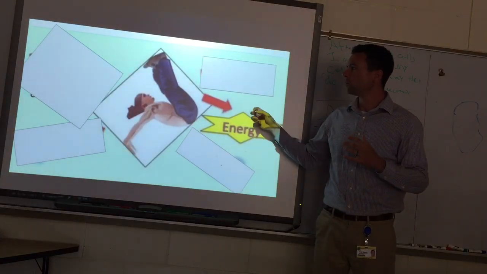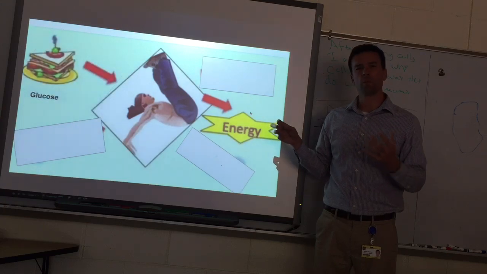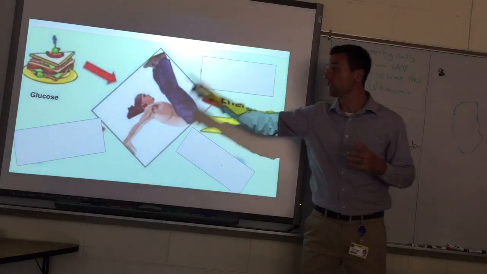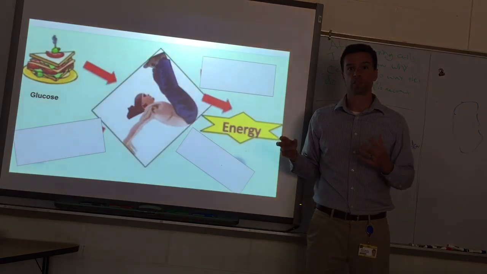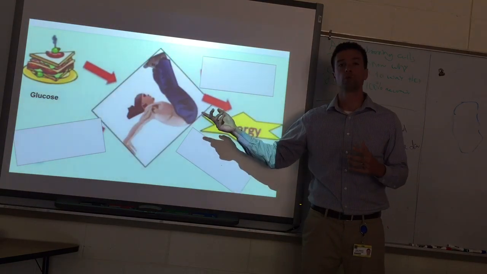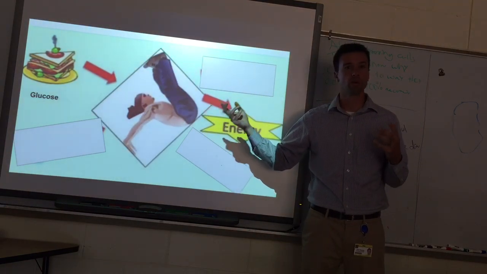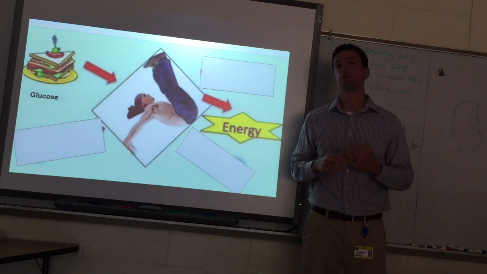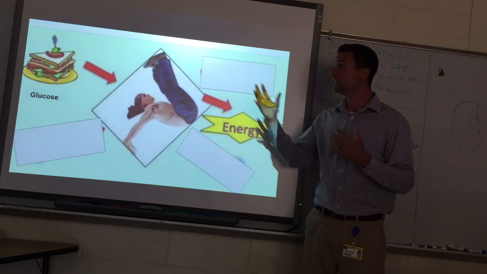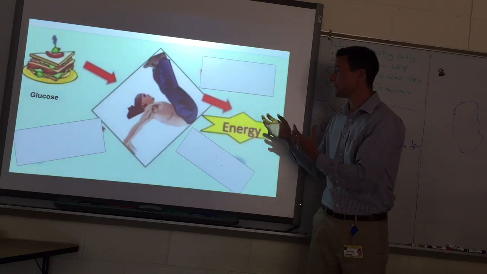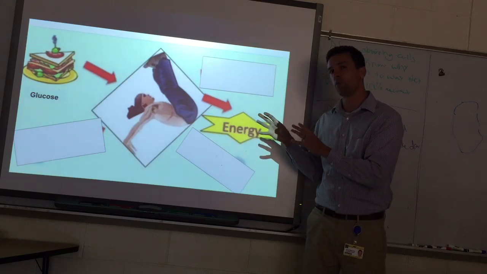But I want to talk about, well, what goes in? What makes that energy? There are two things that make energy for us. The first is glucose, which we get from food. That's one of the reasons that we eat. We feel tired because our glucose level is low. You need food to start making energy, but glucose by itself won't do it.